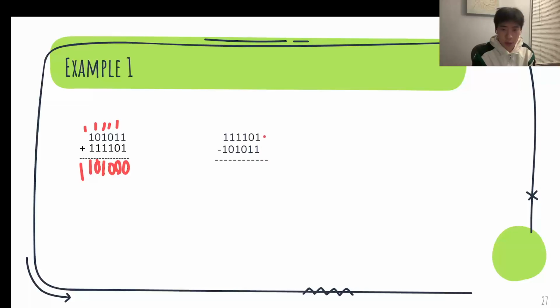Subtraction is very similar. 1 minus 1 is 0, regardless of what base you're in. 0 minus 1, you cannot do that, so we need to borrow this 1. This is now a 0, and this is now a 1, 0. So 1, 0, which is 2. 2 minus 1 is 1. Okay, 0 minus 0 is 0. 1 minus 1 is 0. 1 minus 0 is 1. 1 minus 1 is 0. So we get 1, 0, 0, 1, 0.